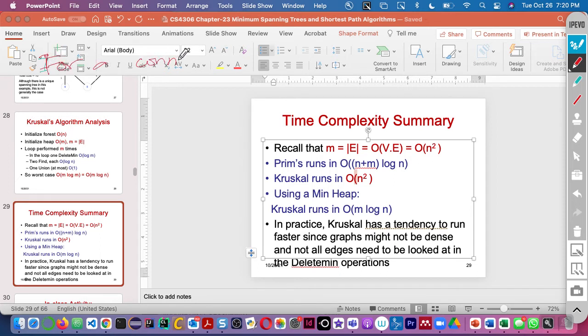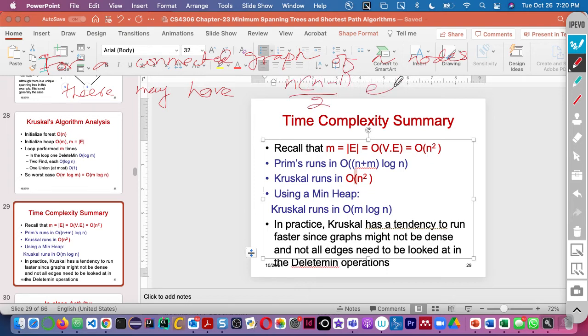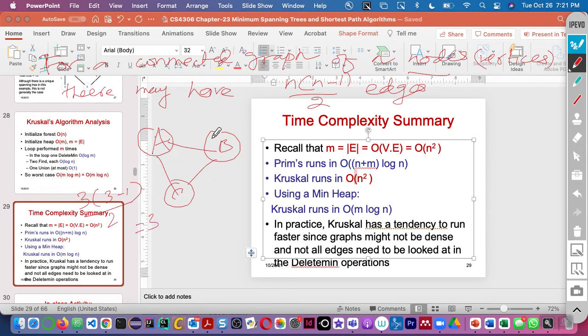For a connected graph of n nodes, there may be n into n minus 1 by 2 edges. This is the formula. In his book you can find this. So for a connected graph A, B, and C, how many edges can you have? Here n equals the number of nodes or vertices, so n equals 3. 3 into 3 minus 1 divided by 2 equals 3. So there are 3 edges here.